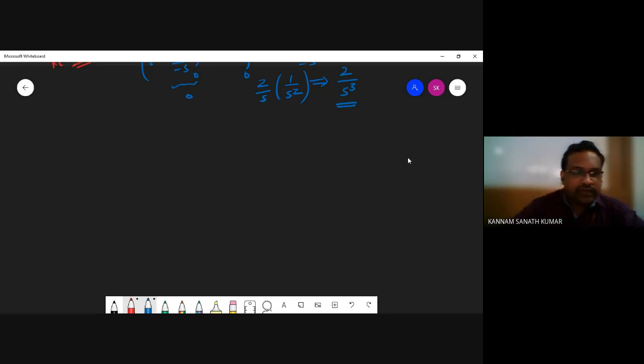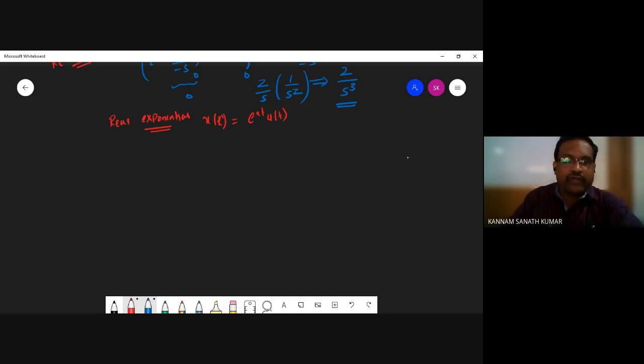Okay. So next, Laplace transform of real exponential. So that means x of t equal to what? x of t equal to e power at into u of t. Okay. So this one already explained in the first class. So e power at into u of t.